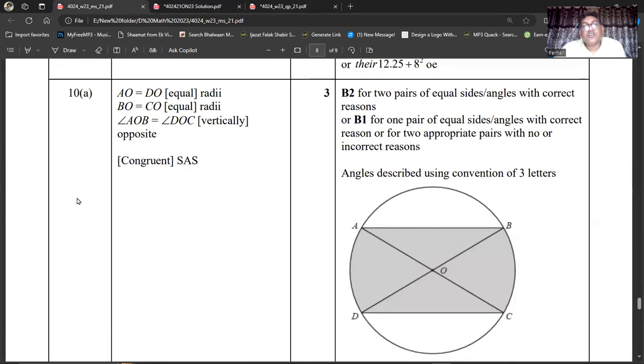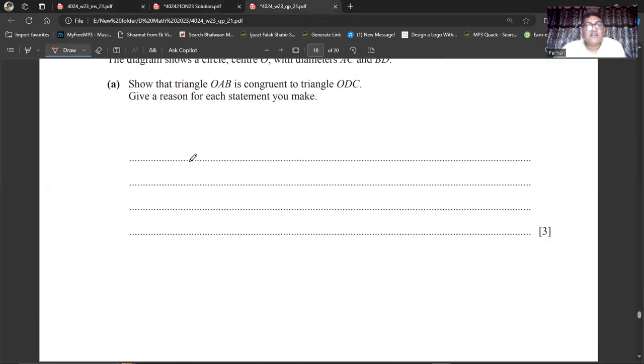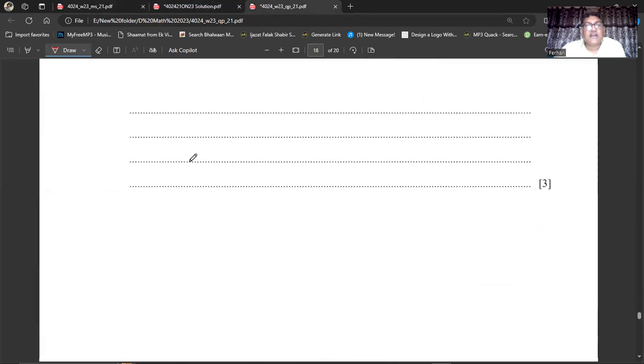So this is the solution of the A part showing up on your screen. According to the marking scheme, we have done the same thing here. Hopefully you understand. Okay, so now we are going to the next part.